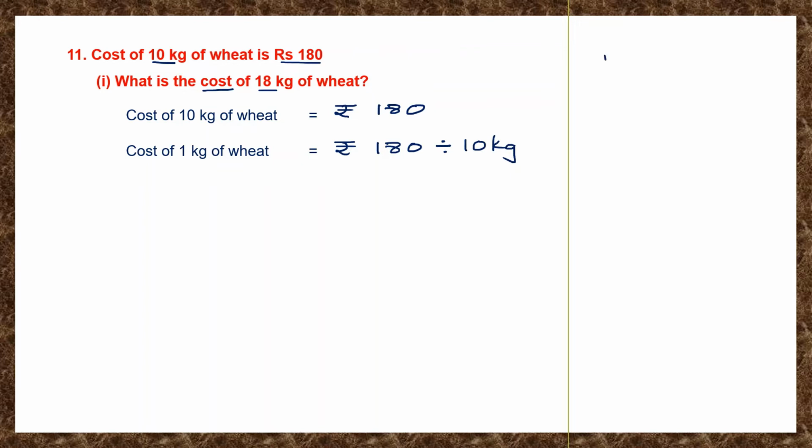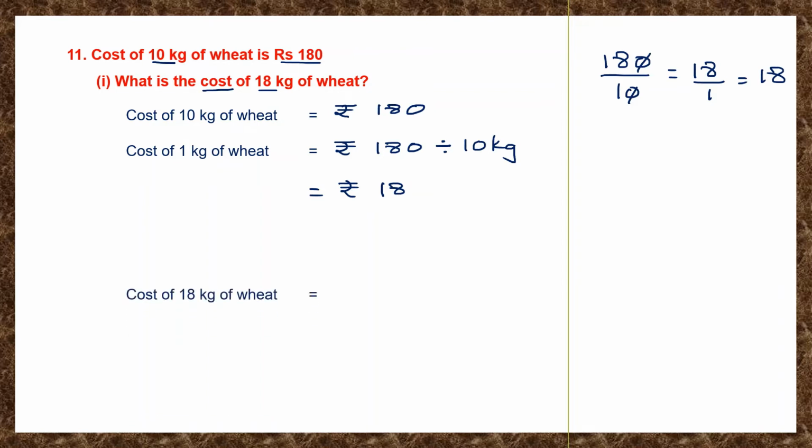So let's divide 180 divided by 10. We can write it as a fraction to make our work easier. This is 18/1, which is simply 18. So cost of 1 kg of wheat is rupees 18. So now that we know the cost of 1 kg of wheat, we can find the cost of 18 kgs of wheat, which we've been asked to find. So cost of 18 kg will be cost of 1 kg into 18.